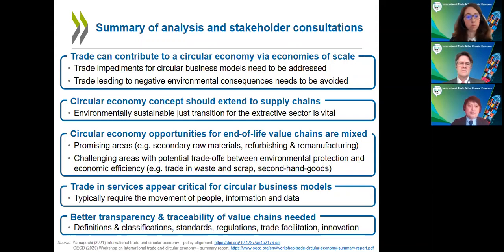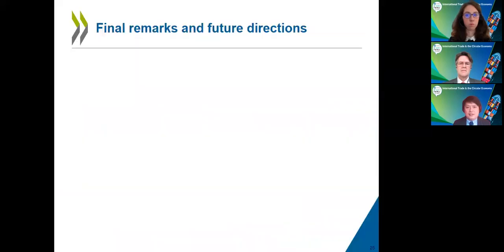Finally, in order for trade to work for the circular economy, we really need better transparency and traceability of value chains. And these can be explored by better definitions and classifications, standards, regulations, and exploring possible avenues through trade facilitation mechanisms and through innovation. Then next slide, please.